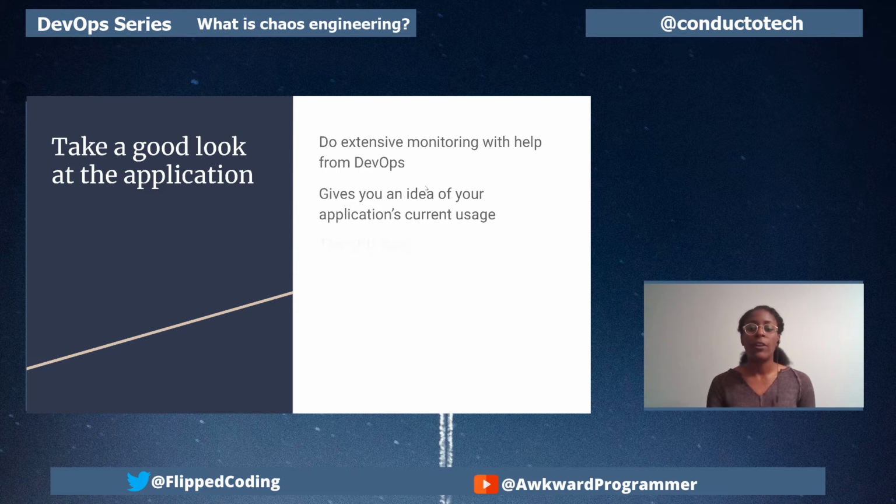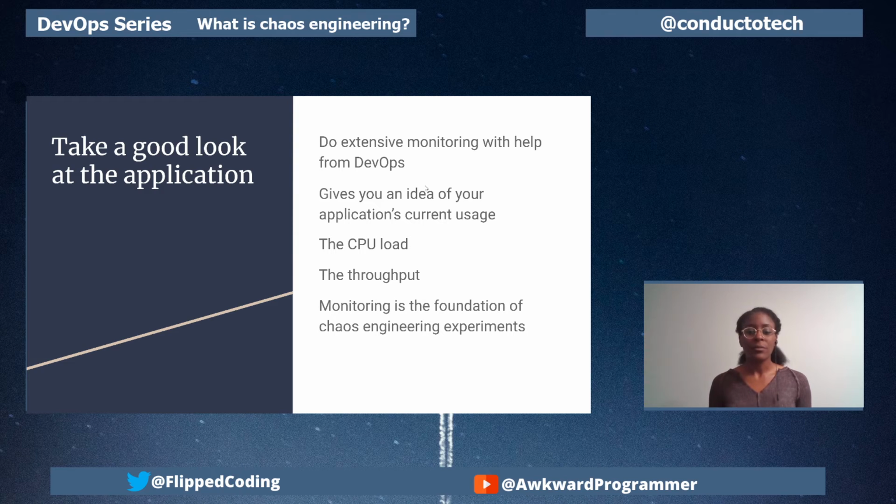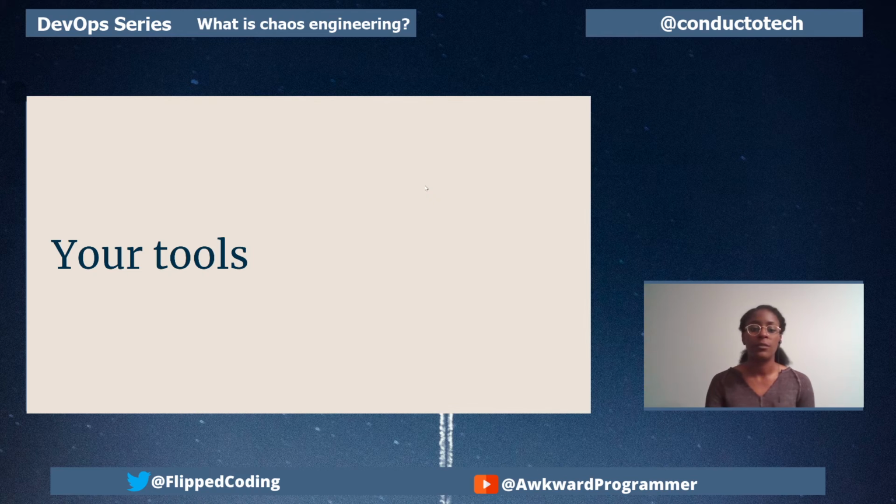So you'll figure out things like what the CPU load is normally and what your regular throughput is. This is stuff that typically in DevOps is not really looked at until it becomes a problem. So, monitoring is one of the foundations of chaos engineering experiments. If you don't know your steady state, you can't figure out when your application or your system deviates from the normal state of things.